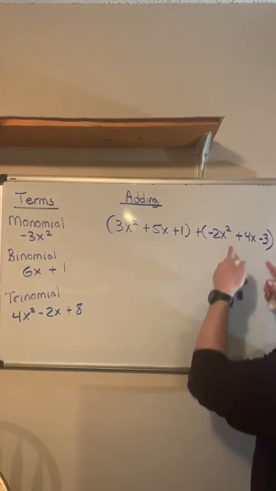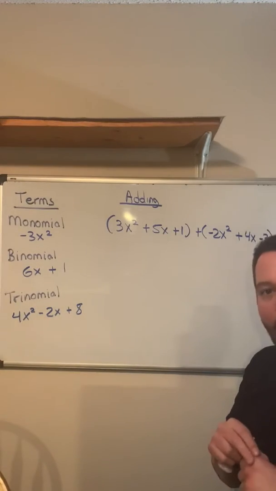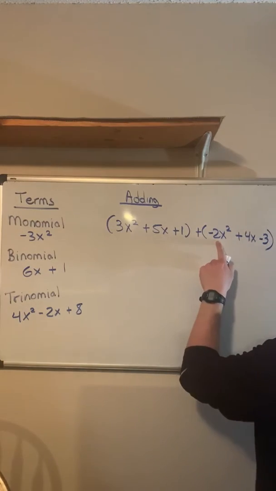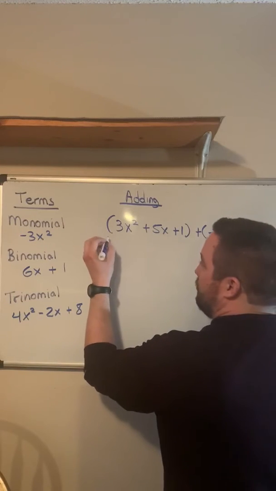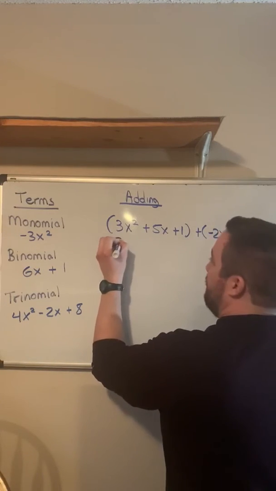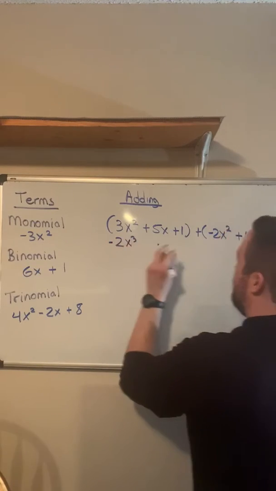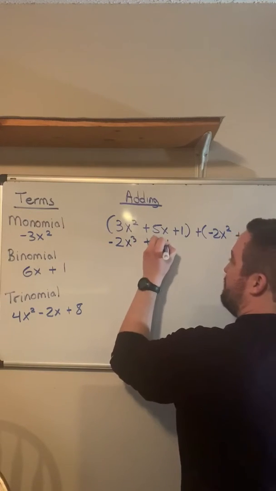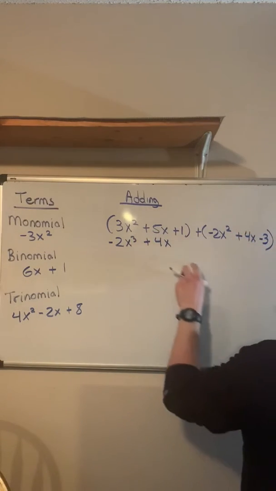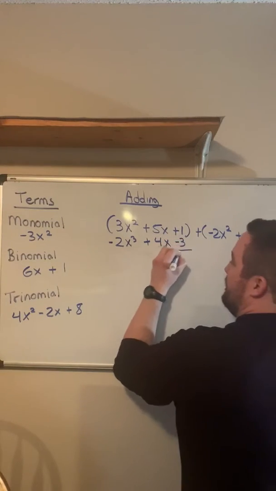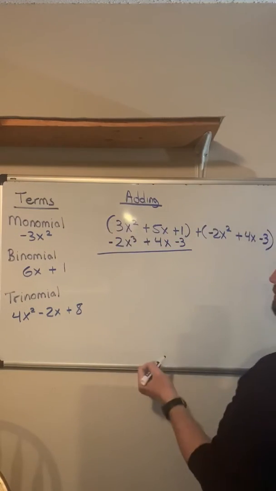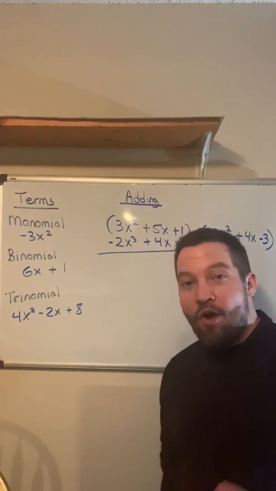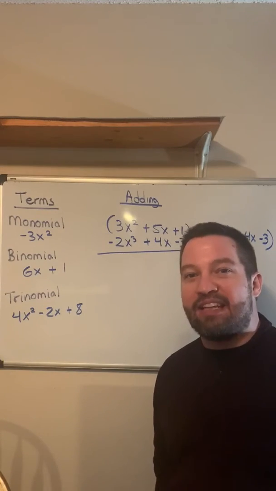That's where we're just gonna bring over our second trinomial, and we're just gonna combine our like terms. So here I've got a negative 2x squared, and that guy goes right under my positive 3x squared. Here I've got a positive 4x, and that does the exact same thing. And then here's a negative 3, and that goes under my constant, which is a +1. So I've got my x squares, I've got my x's, and I've got my constants. And now I'm just gonna add, or as I like to say in class, I'm gonna combine my like terms.